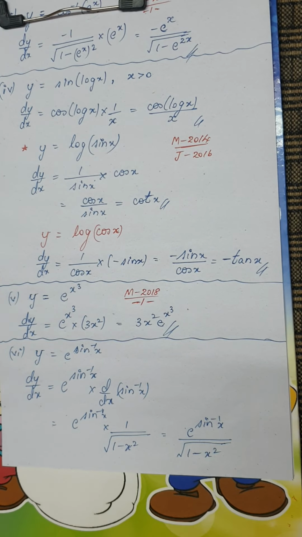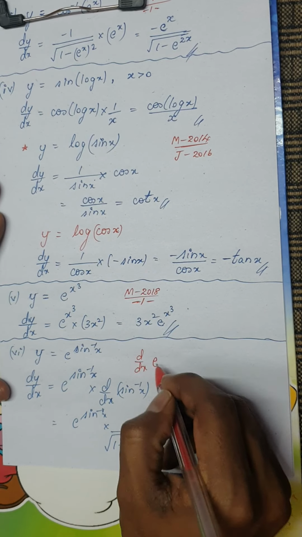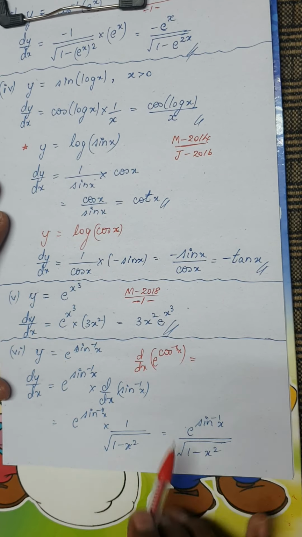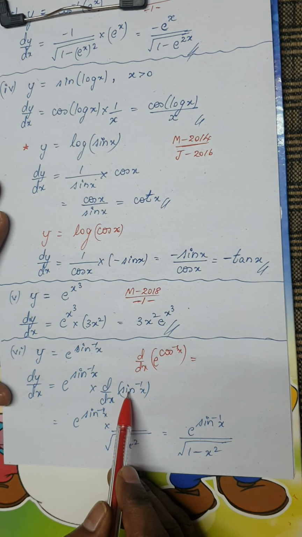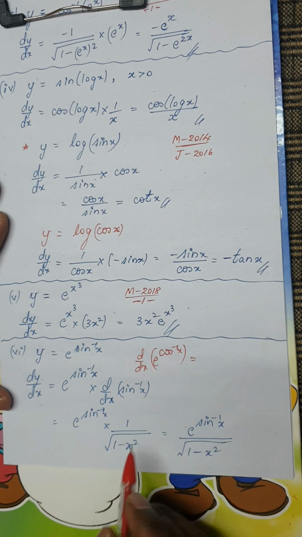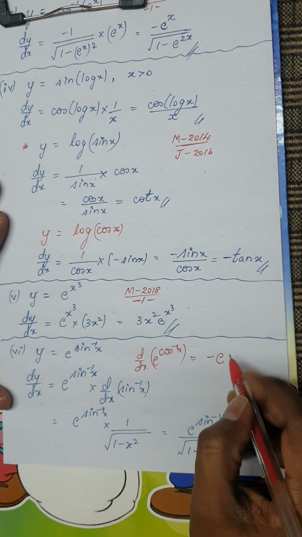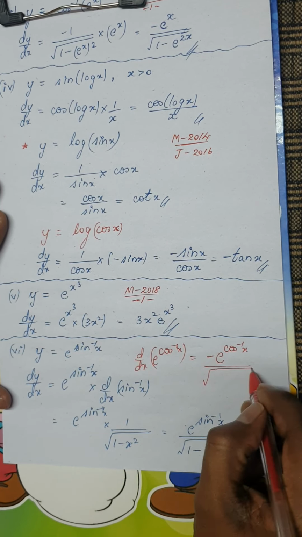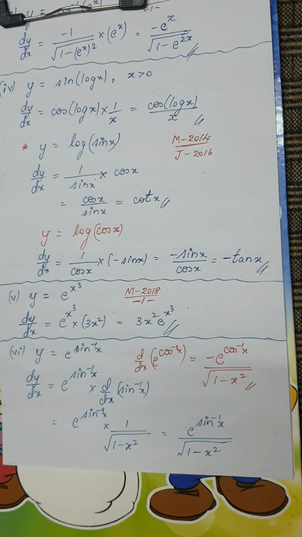In case, remember, they give you the derivative of e power cos inverse x or any function, the derivative of cos inverse of x has just one change. The derivative of cos inverse of x will be minus 1 by root of 1 minus x square. Therefore the derivative of e power cos inverse of x will be minus e power cos inverse of x divided by root of 1 minus x square.